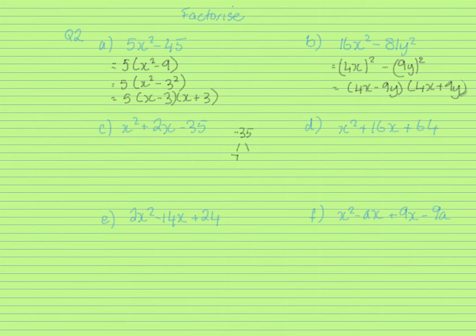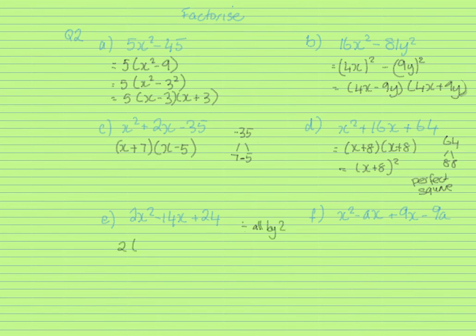With 2c, it's just a basic monic quadratic, and so I'm thinking of the numbers that multiply to make minus 35 and add to make 2, and I've got 7 and negative 5, and so that actually is factorised already. That was quick. Same with the next one. I've got 64, the numbers that make 64 but add to 16 are x plus 8 and x plus 8, and we can write that as x plus 8 squared. And you might actually recognise before factorising it was a perfect square, and just be able to go straight to that x plus 8 squared.